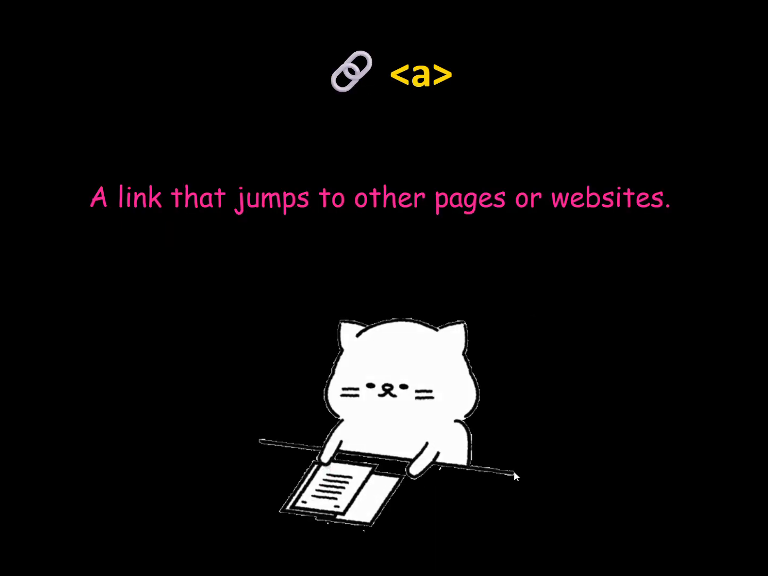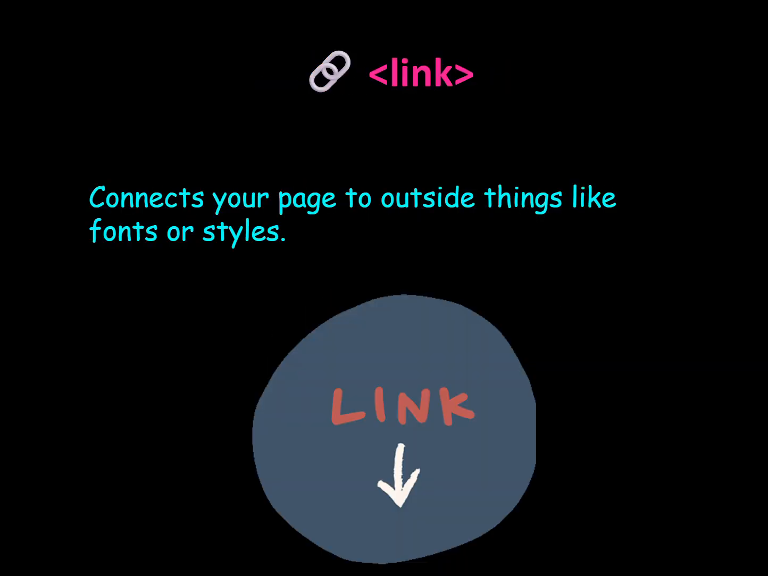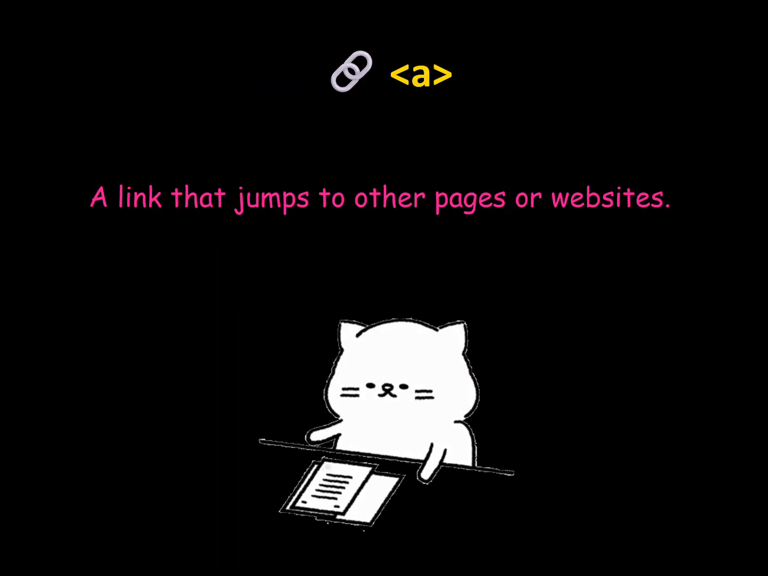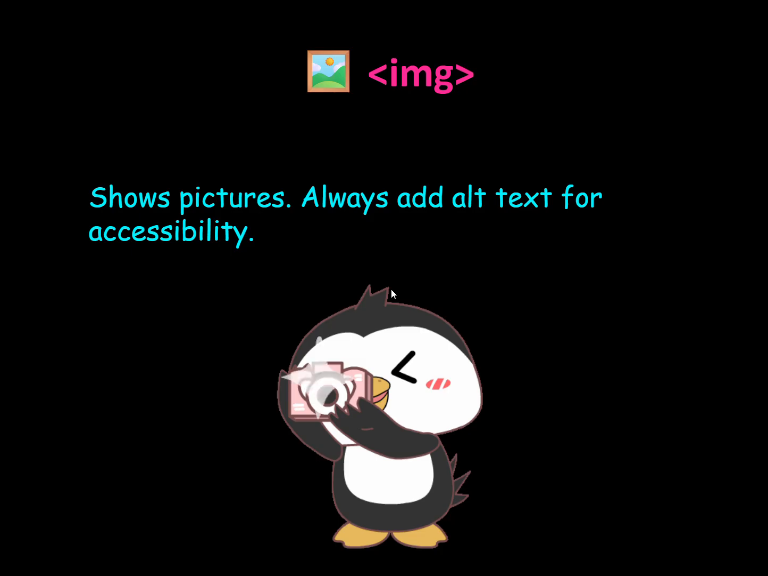Okay. Next is A. It's like a link that jumps to other web pages or websites. See, this link connects you to outside things like fonts or styles. You don't need to go into it in detail, because when we cover it, just know it shows you a link for changing the font and stuff. Like, sometimes you get dark mode in your phone. And this link is like a hyperlink. So you put A, the link, and then again A with a slash.